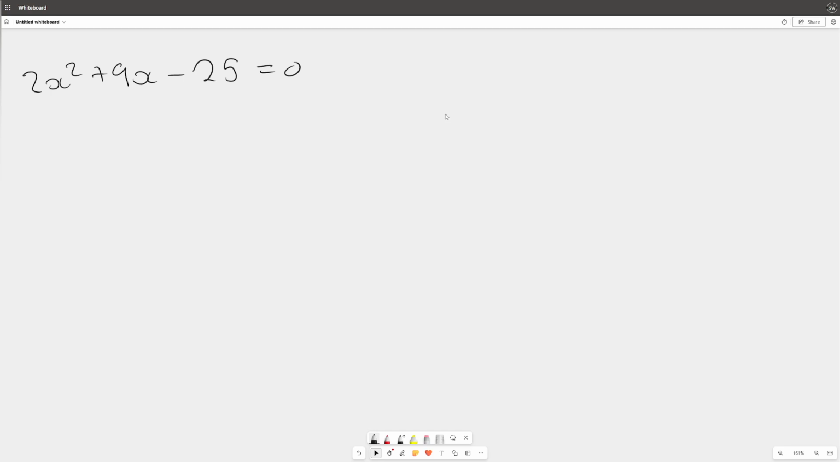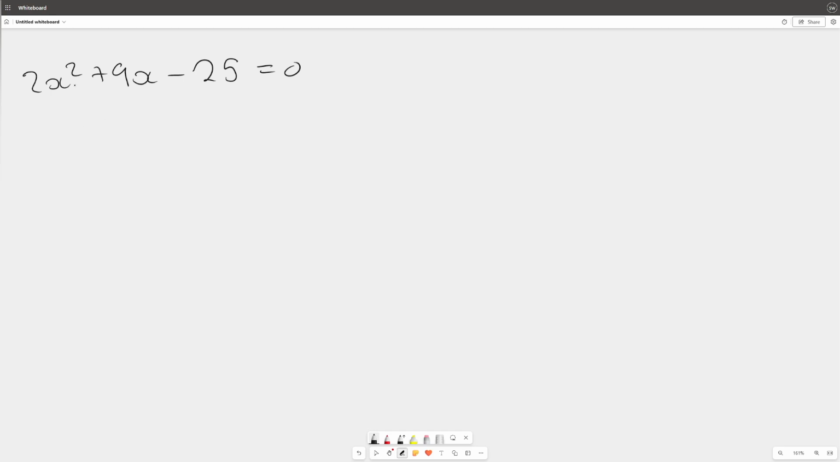So this one looks a little bit different. We have a 2 as our coefficient of x squared. Again, when I say coefficient, I just mean this is the number that comes before the x squared. It is how many x squareds we have. And let's just make sure that this is one that we need to do by the quadratic formula.